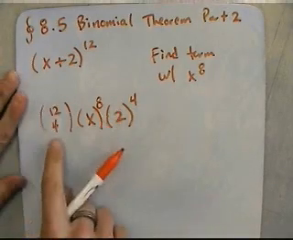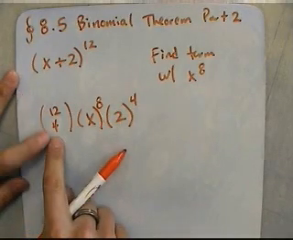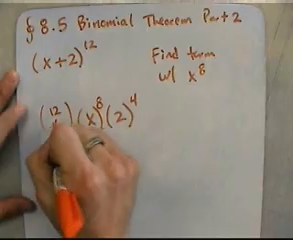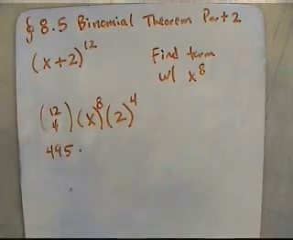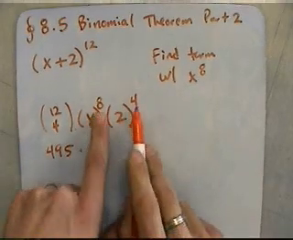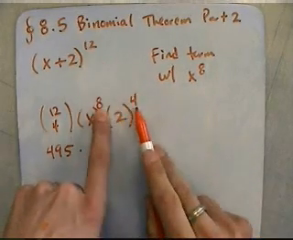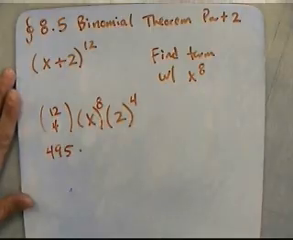Okay? So put 12 choose 4 on your calculator. See what that gets you, right? So I'll do that real quick. 12, math, over to 3, 4. So I get 495. Because these powers always add to whatever the highest power is, which is 12 here. Okay? So they have to add to that power. Okay?